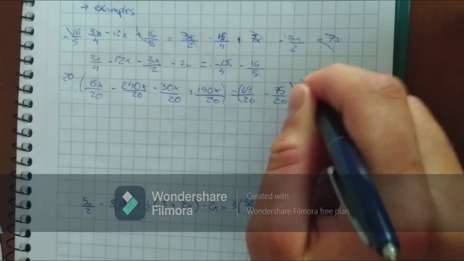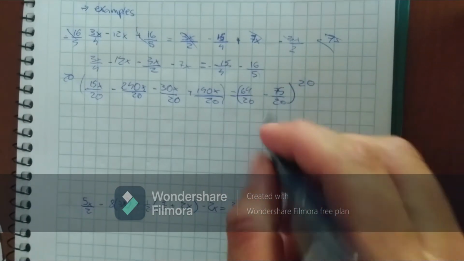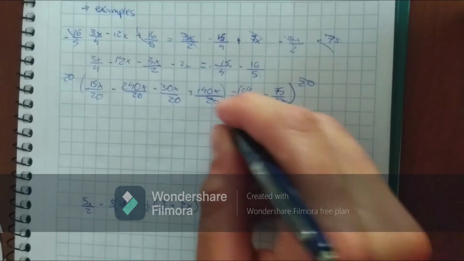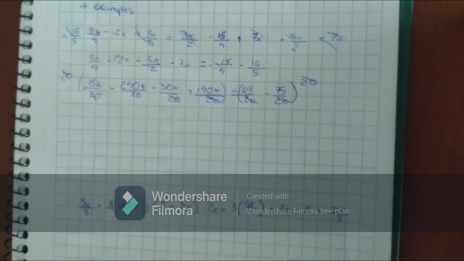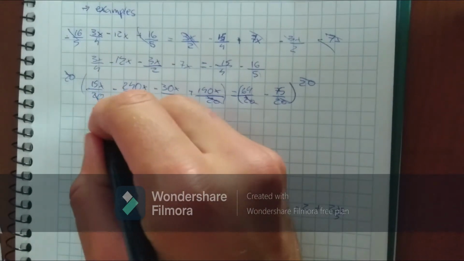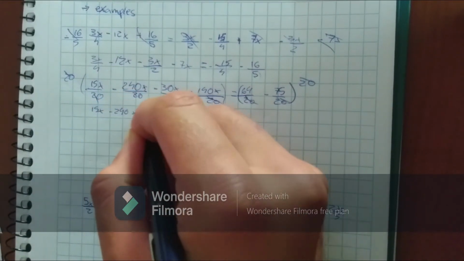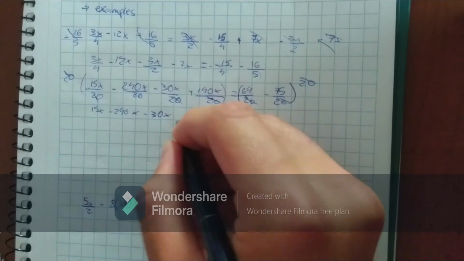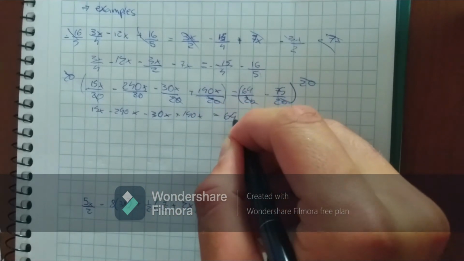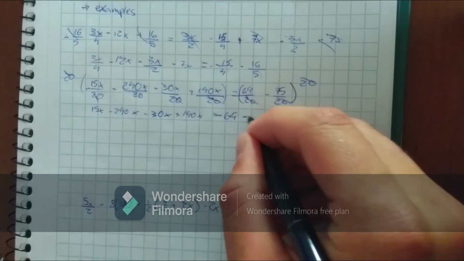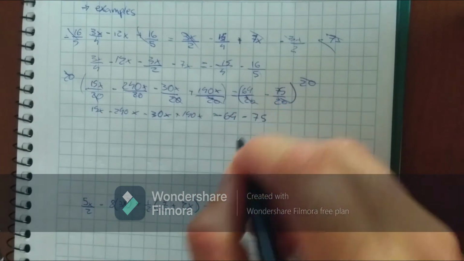So now, if I multiply both sides by 20, I can cross all these out. Cross, cross, cross, cross. So now I have no more denominators. So now I have 15x minus 240x minus 30x plus 140x equals 64, negative 64 minus 75.